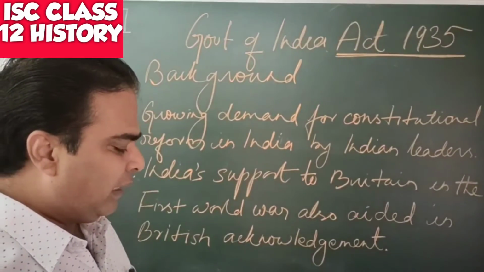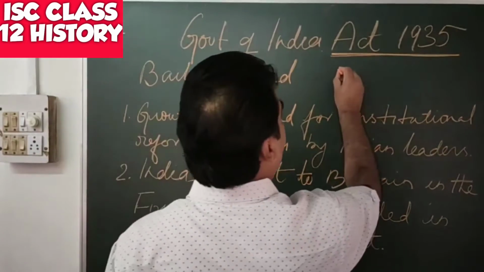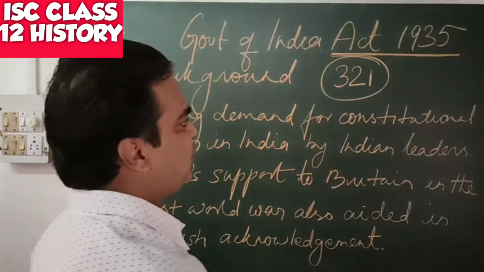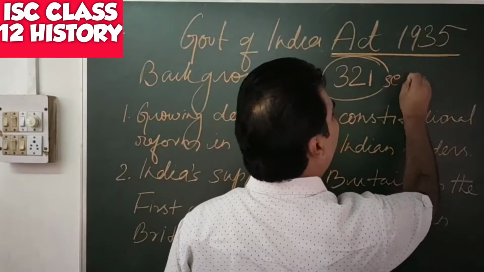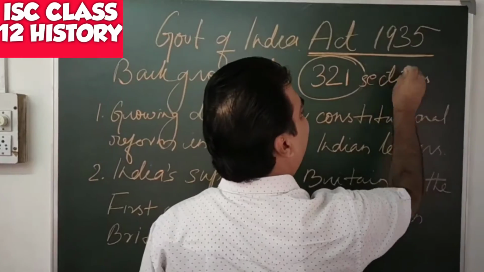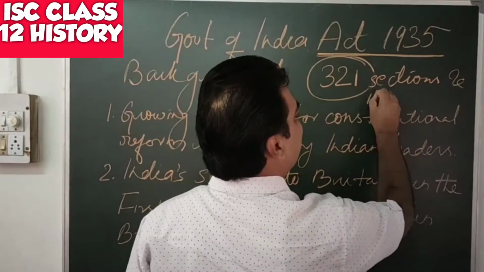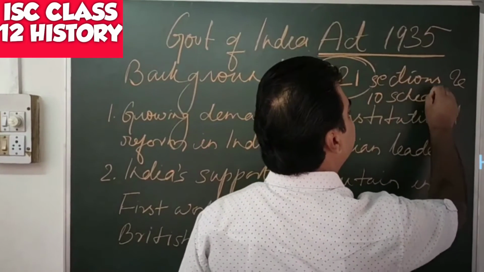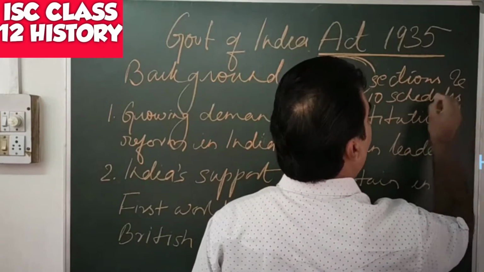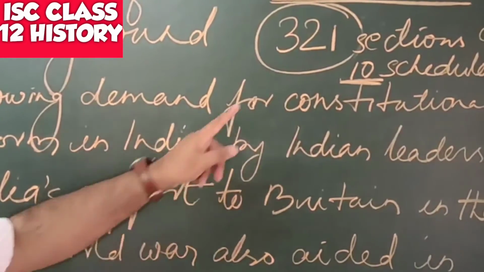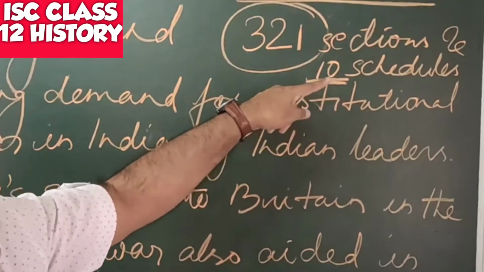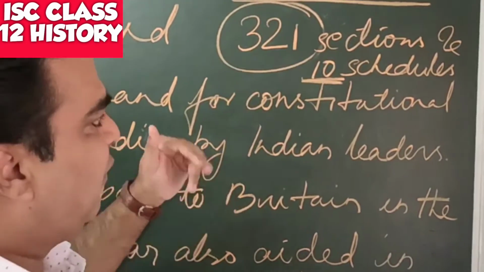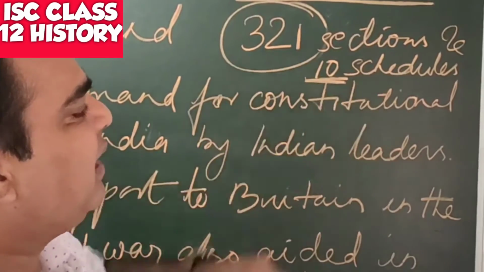This act consists of 321 sections and 10 schedules. Just for your general information and general knowledge, I'm giving you this information: 321 sections and 10 schedules.